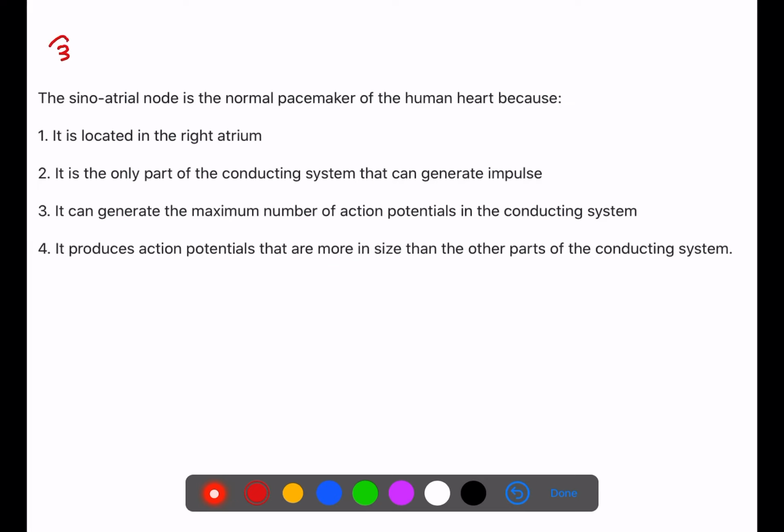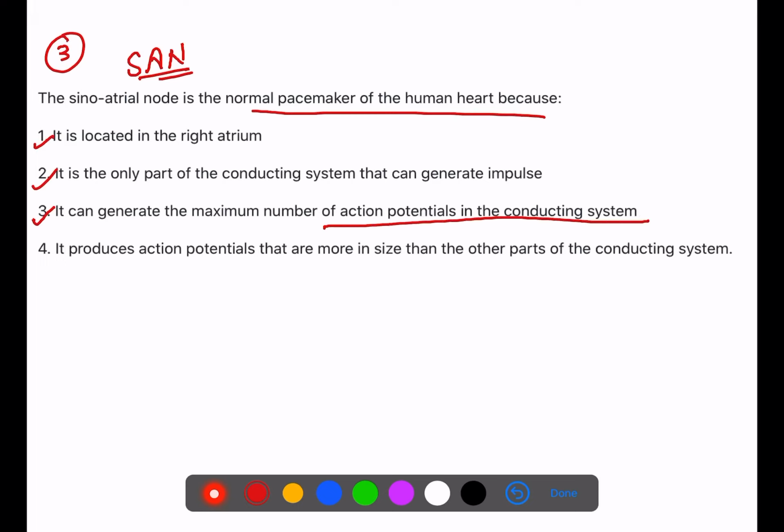The third and last question for you is about the Sinoatrial Node, which we discussed today, also known as SAN. It is the normal pacemaker of the human heart because it is located in the right atrium. It is the only part of the conductive system that can generate impulse. It can generate the maximum number of action potentials in the conductive system. It produces action potentials that are larger in size than those of other parts of the conductive system.